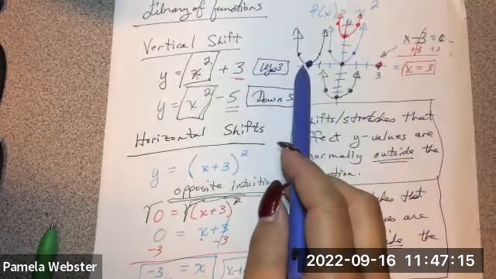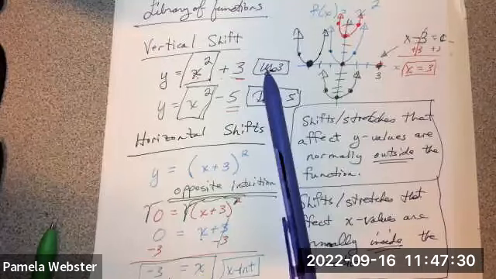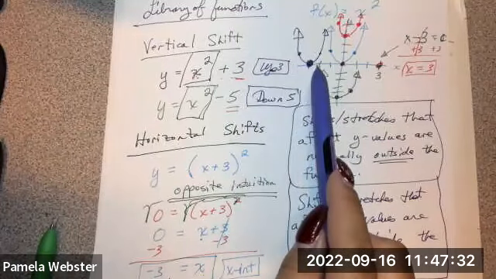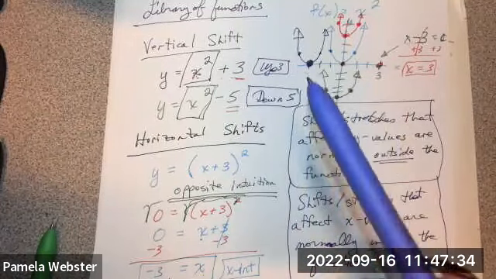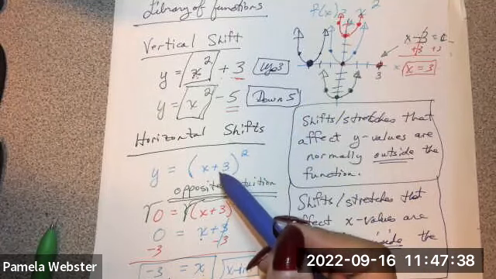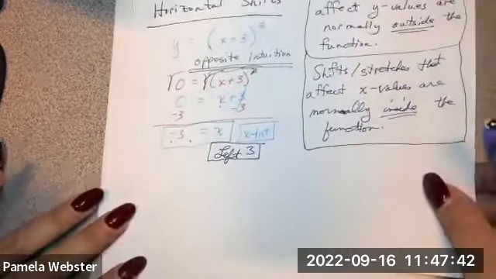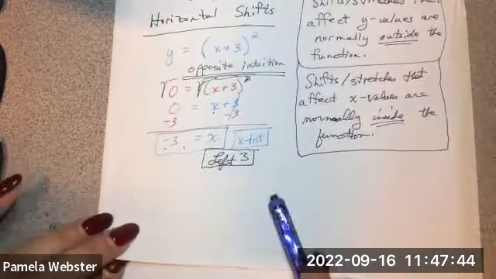So we move this graph to the left by adding inside of the parentheses. What do you think is going to happen if I want it to move to the right? It's not a +3 in the middle. It's going to be, and we're going to do -5. Okay, so we can see what that looks like. So let me bring the graph back in just a second.